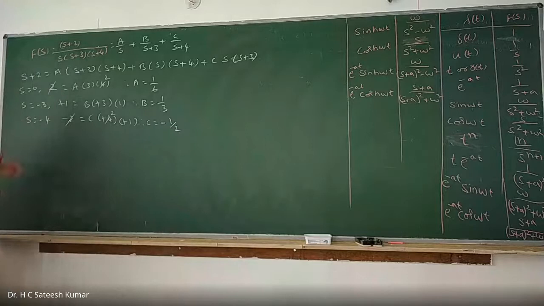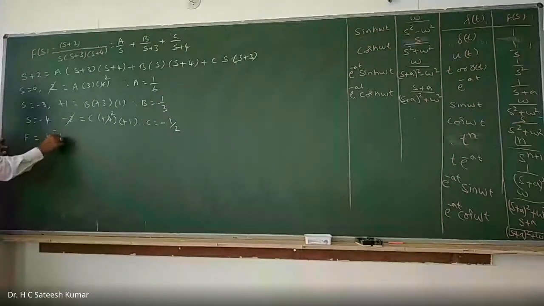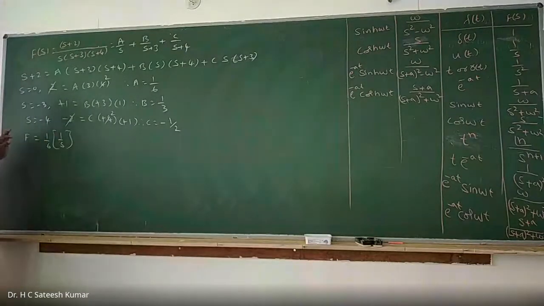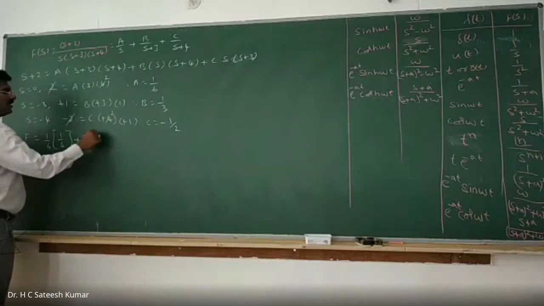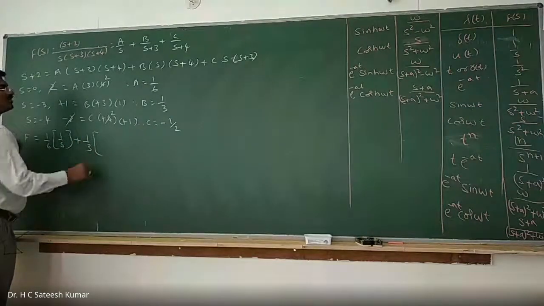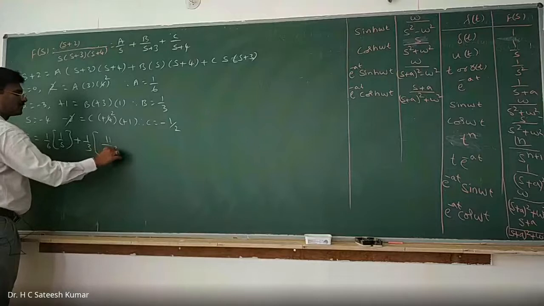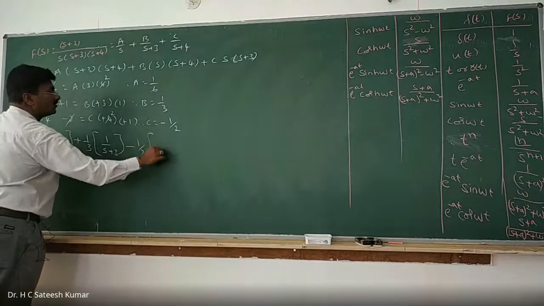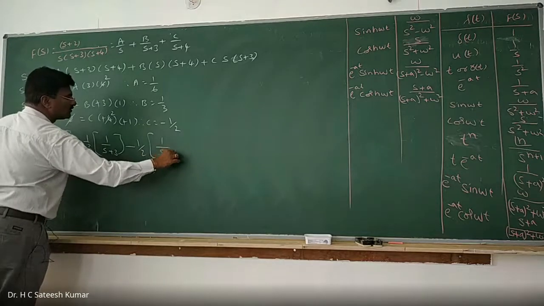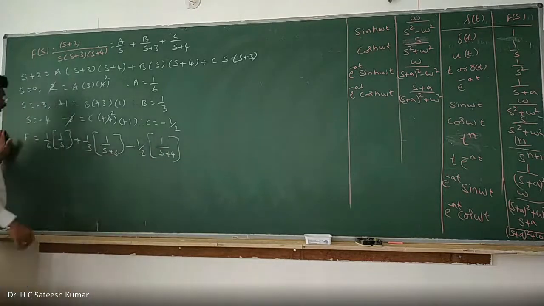Okay, right. Now you go for the partial fraction expansion. F is equal to A, 1 by 6 into 1 by S, plus B. B is 1 by 3 into 1 by S plus 3, plus C, minus half into 1 by S plus 4. Now, it is very simple. You can use the table or you can use the logic.